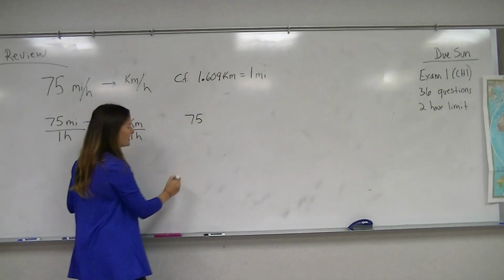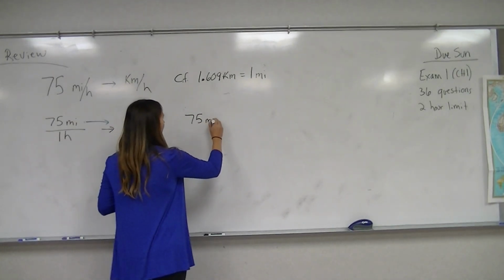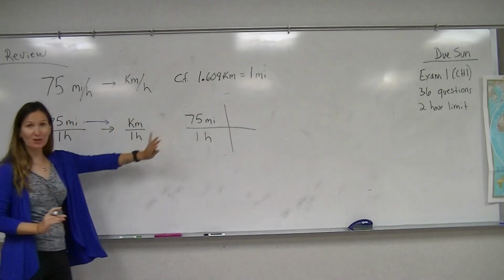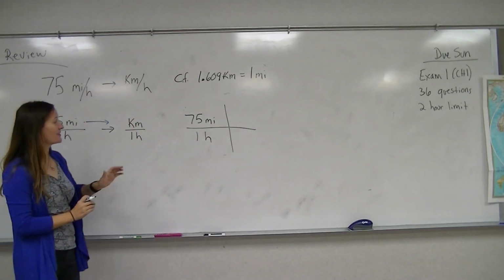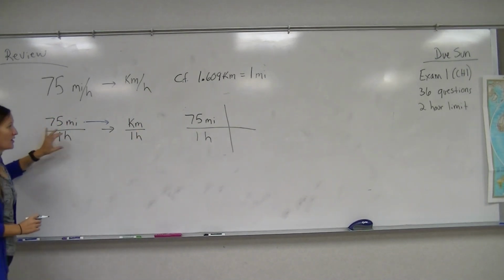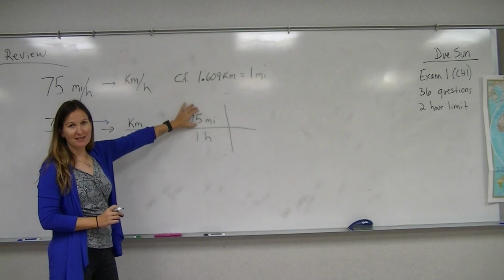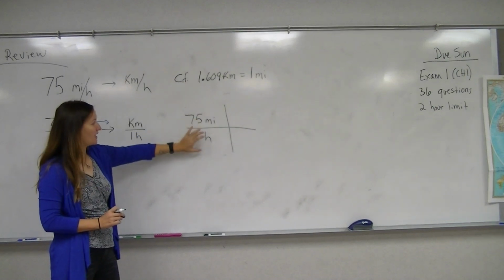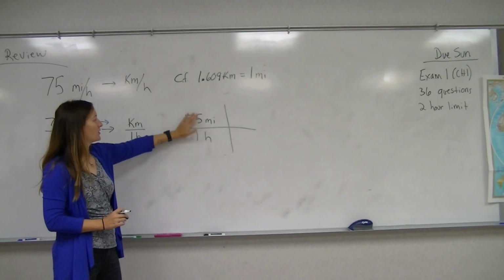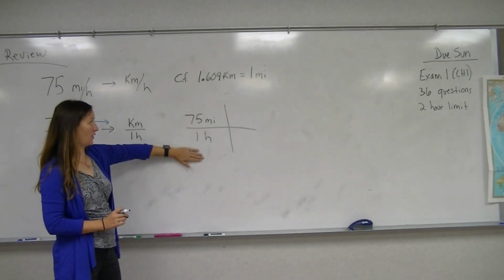So I'm going to start with my 75 miles per 1 hour. So this is my regular railroad track. Notice the difference here is that now I have 2 units. So instead of just putting something in this upper left-hand corner, I need to put the hour portion in the bottom. So this is how it's going to look when I start.